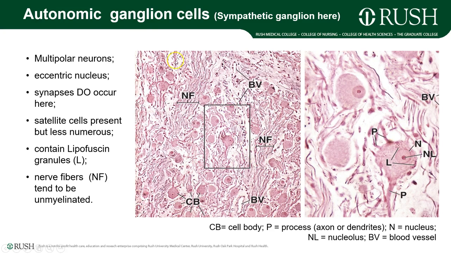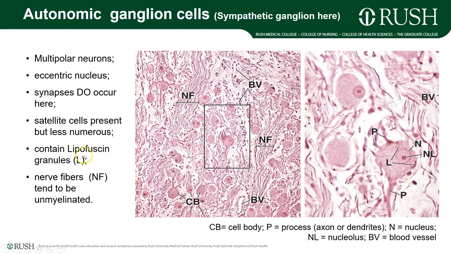So on the other side of the dorsal root ganglia, we have these autonomic ganglions, sympathetic and parasympathetic. In this case, the cells present here are multipolar neurons. Easy way to identify them is to look at the location of the nuclei, and you will notice that they are eccentric. Here the synapses do occur, and there are satellite cells surrounding these cell bodies, but they are fewer.